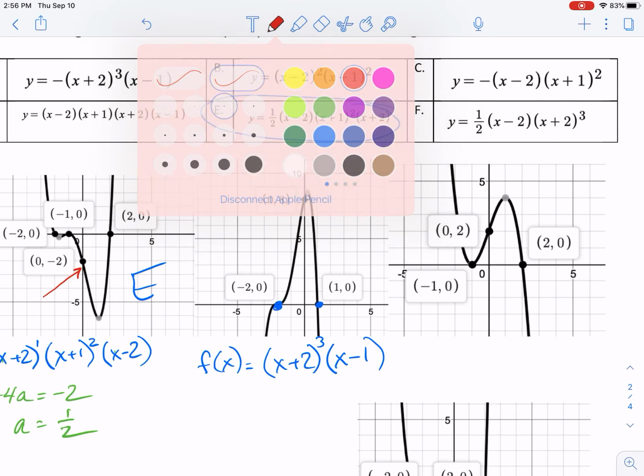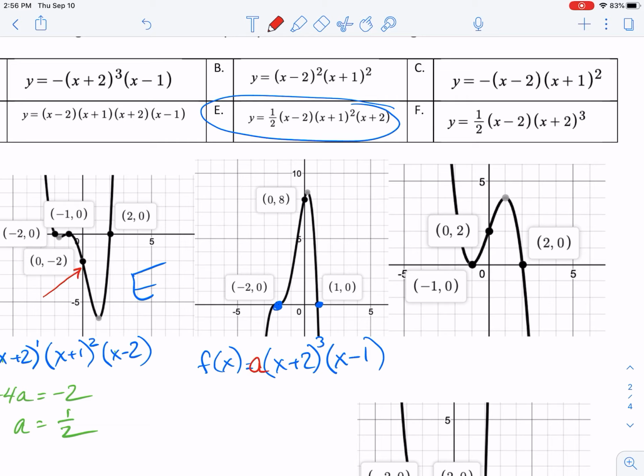Once again, we should consider the fact that there might be an a value here. Let's check and see. If I do f of 0, that would be a times, well, 2 cubed is 8 times a negative 1, so this would become negative 8a. Notice in my graph, f of 0 is actually equal to 8. So my a value is negative 1. I also knew that because it's going down on both sides there, so my leading coefficient needed to be negative.